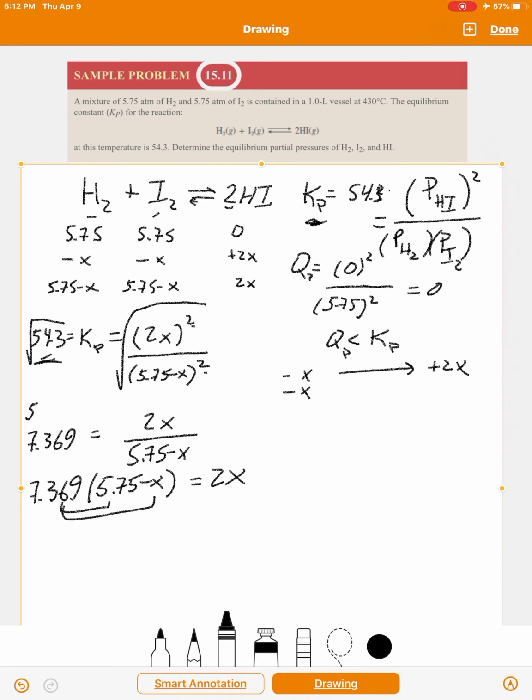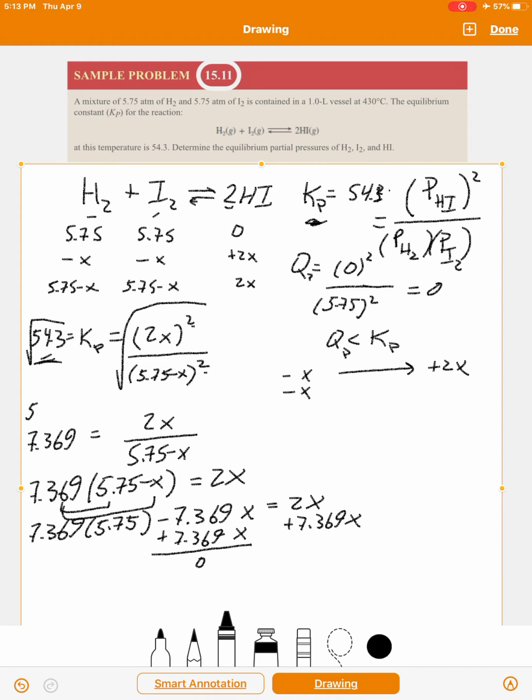Okay, so now you get, let's see, what is 7.369 times 5.75? Okay, so let me just write it out here. 7.369 times 5.75 minus 7.369x equals 2x. Okay, so I'm going to add 7.369x to both sides so that the x is on the right side. Of course, that becomes 0, and that equals 9.369x.